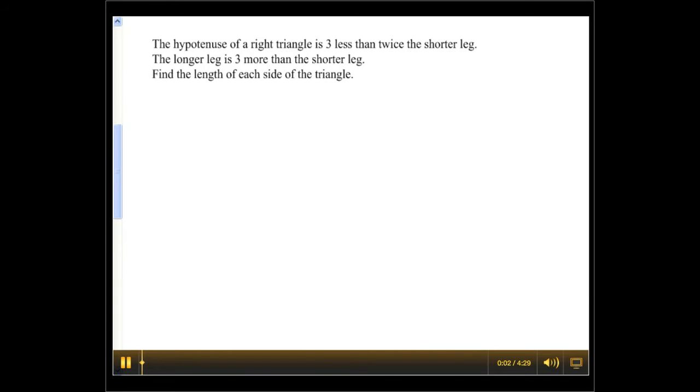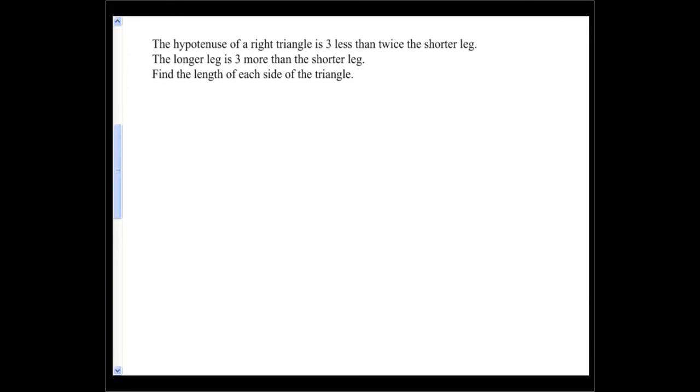Solving an application with factoring. This particular problem involves a right triangle, so we'll draw a right triangle. The hypotenuse of a right triangle is 3 less than twice the shorter leg. The longer leg is 3 more than the shorter leg. Find the length of each side of the triangle.